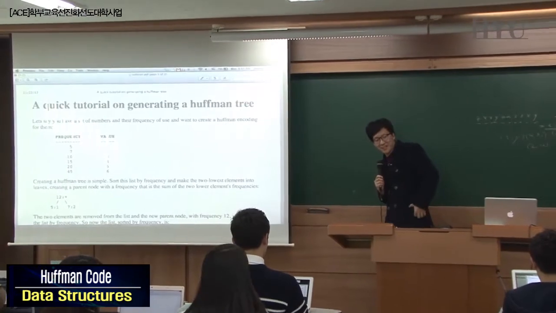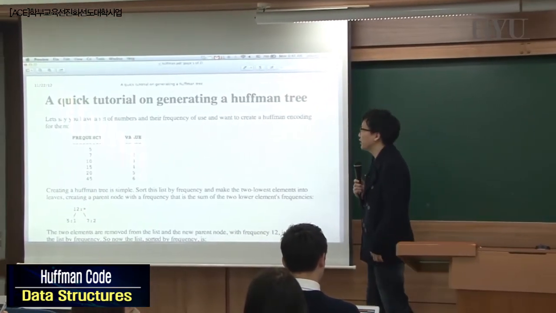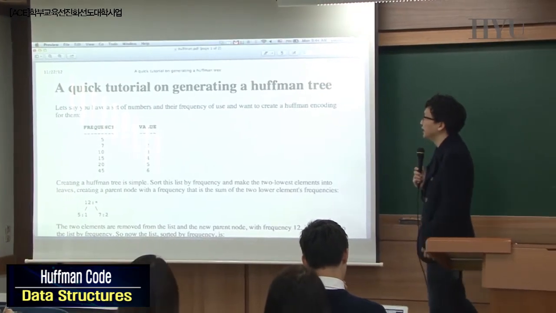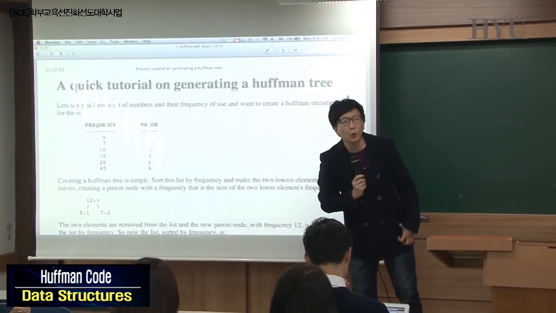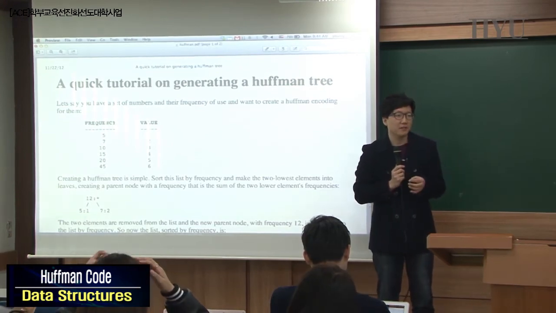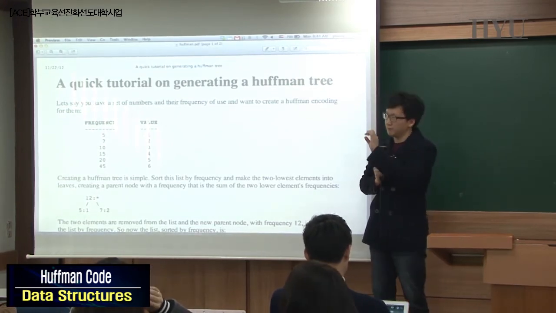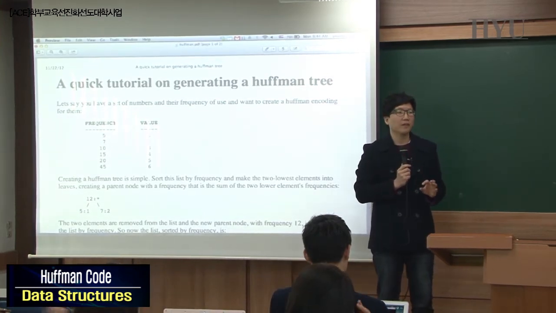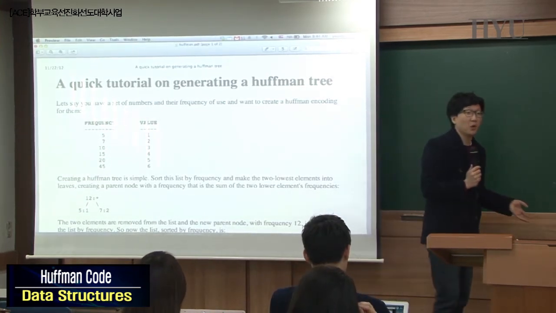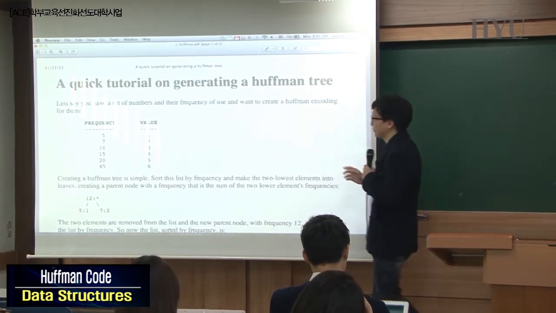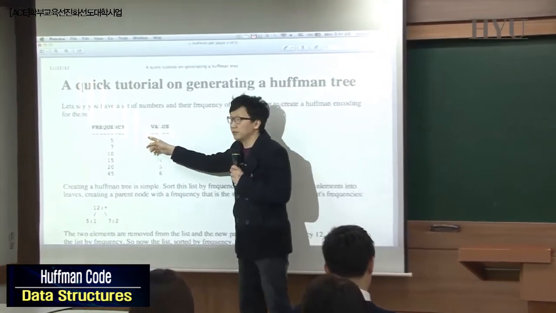Let's say you have a set of numbers and their frequencies of use, and you want to create a Huffman encoding for them. Encoding here means the same thing as making a compression. We're going to take a sentence and make it into smaller codes, like 0, 1, 2. So this is the value, and this is the frequency.